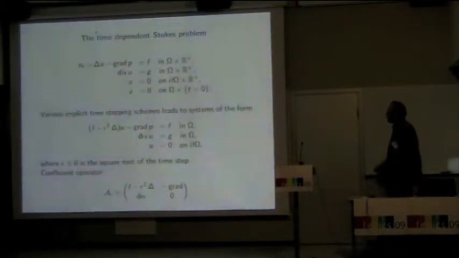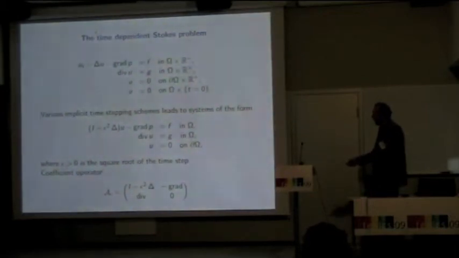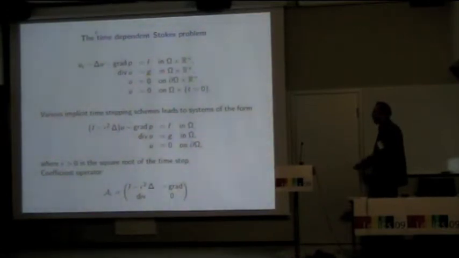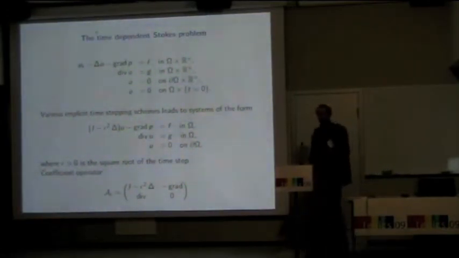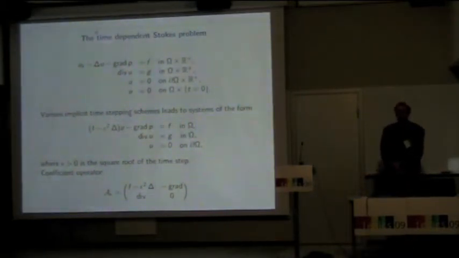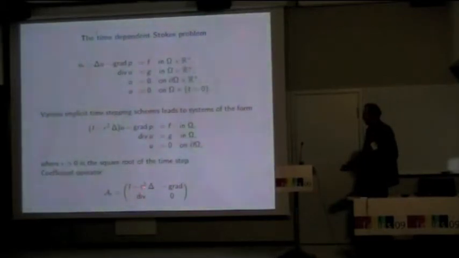So if you want to do time-stepping schemes for it, you might end up with a system like this. This is an interesting system, because when epsilon is large, it looks like Stokes' problem. When epsilon is small, it looks like the mixed formulation of the Poisson equation. And the point is that you like to have preconditioners for this which are independent of the time step, which we reflect as epsilon squared here.